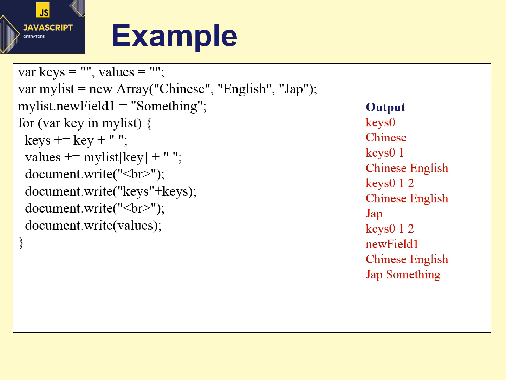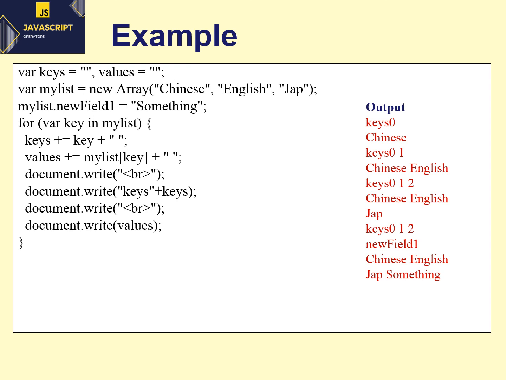In the fourth iteration, for variable key in my list, in the fourth index position, we are having a text value as the index value, that is something. So here, instead of something, we are having the key value new field 1. So keys is holding the value 0, 1, 2, new field 1.